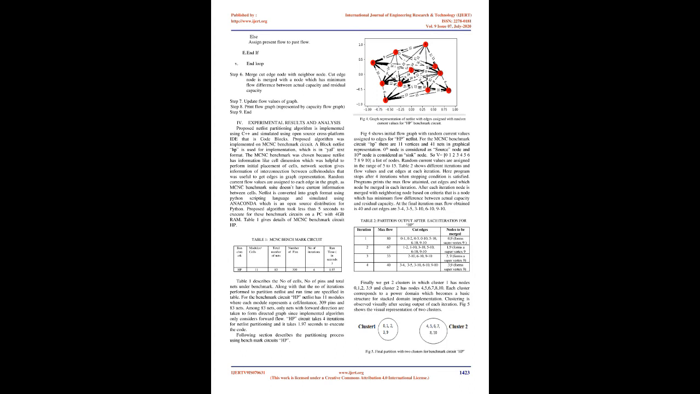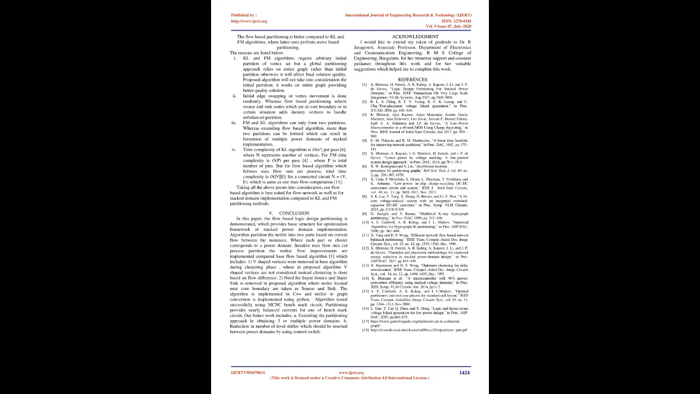The following section describes the partitioning process using the benchmark circuit HP. Fig 4 shows the initial flow graph with random current values assigned to edges for the HP netlist. For the MCNC benchmark circuit HP there are 11 vertices and 41 nets in the graphical representation. The 0th node is considered the source node and the 10th node is considered the sink node. So V equals 0, 1, 2, 3, 4, 5, 6, 7, 8, 9, 10, a list of nodes. Random current values are assigned in the range of 5 to 15.